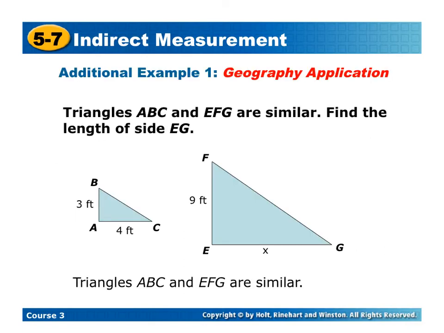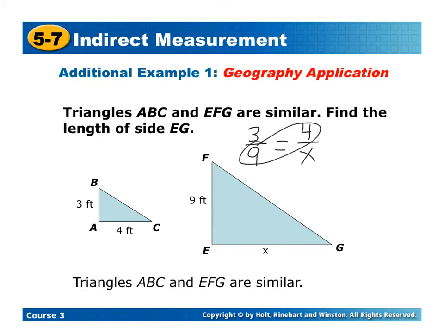Let's start by looking at a basic application. Here we have two triangles that are similar. We want to find the length of side EG, looking at what we have here already. So remember, with similar figures, we have to compare the same sides. So here, the ratio of 3 to 9, or BA to FE, has to be the same as 4 to X. And now we're just looking at a proportion like we've been doing.